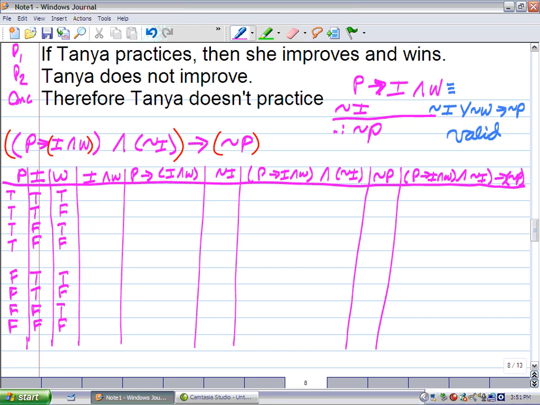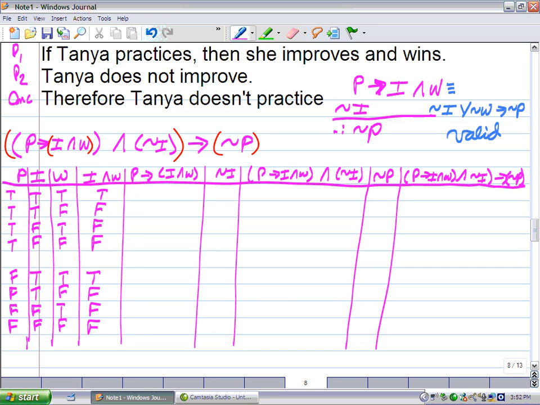Okay, first of all, let's do I and W. They're right here next to each other, so they're going to be easy to do. I and W, true and true, true and false, false and true, false and false. Remember, the only way that we get a true is if they're both true. True and true, true and false, false and true, false and false. So we only get those two trues.